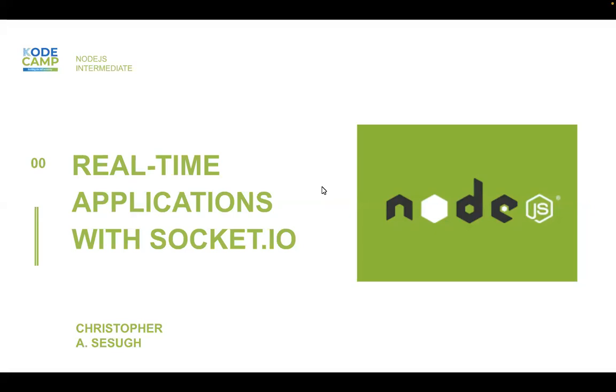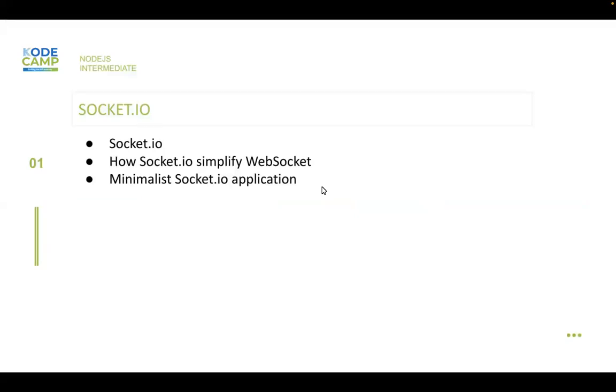Okay, so in our previous class, we looked at real-time applications with WebSocket. And today we'll be looking at real-time applications with Socket.io and how Socket.io simplifies WebSocket. And then we'll be building a minimalist Socket.io application. From there, we can take a look at how we can create a Socket.io server with Express and then connect a client to the server and then make requests.